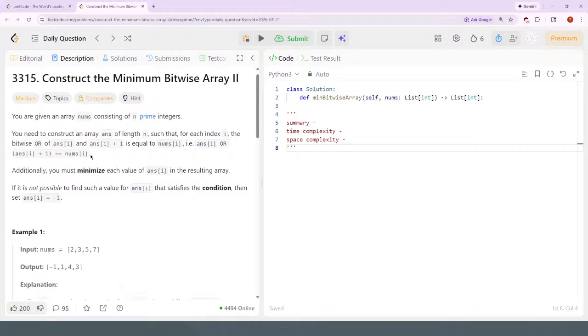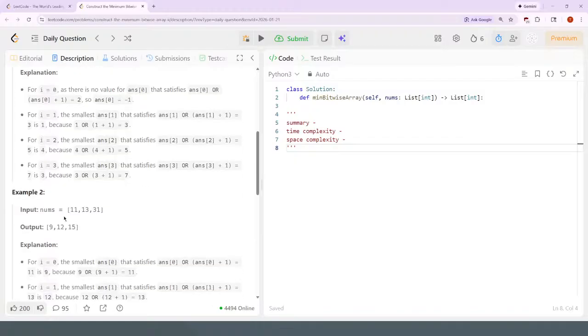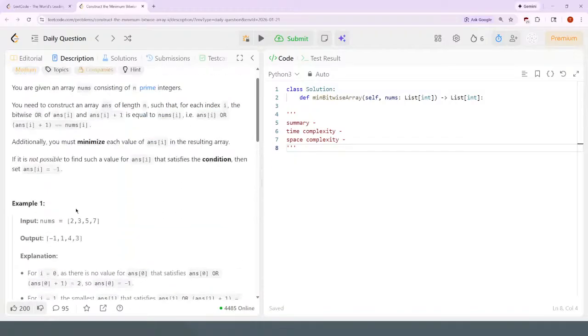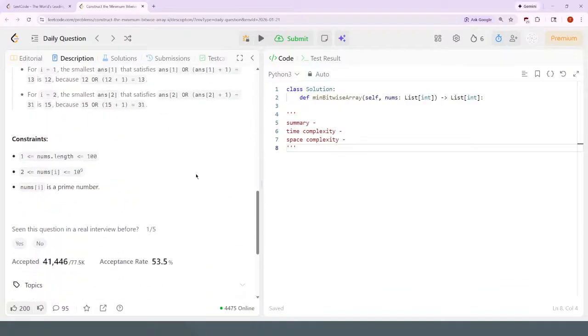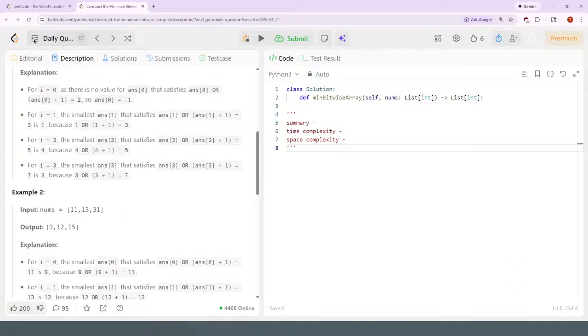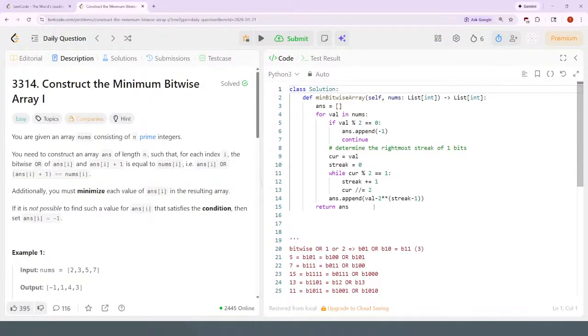Wait, this is the same as yesterday, no? How is this different than yesterday? Additionally, you must minimize each value of answer[i] in the resulting array. Okay, I'm not going to spend too much mental energy. I'm going to copy and paste the previous one and hope it works.